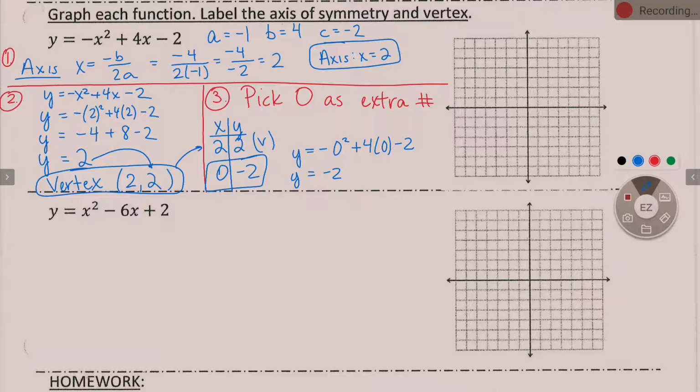Okay. So let's graph. Go back to step 1. What did we find first? Axis of symmetry, which is x equals 2. So that means on the x-axis, I'm going to go over 1, 2, and I'm going to make a vertical dashed line. Okay? So that is my axis of symmetry. That is x equals 2.